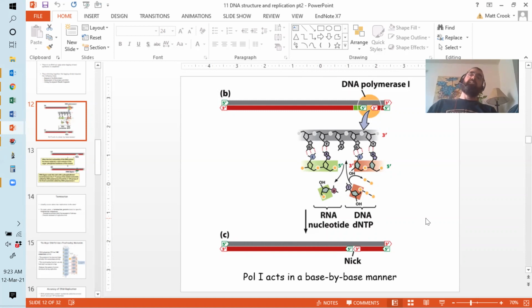And then once it's kicked an RNA nucleotide out, it then puts in a DNA nucleotide and joins them together. So it creates that phosphodiester bond. And it does that until it hits the beginning of the next Okazaki fragment, the next chunk. This does happen for the leading strands too, but it only needs to happen twice, essentially. It happens over and over and over again for the Okazaki fragments, which is why we talk about it in that context.